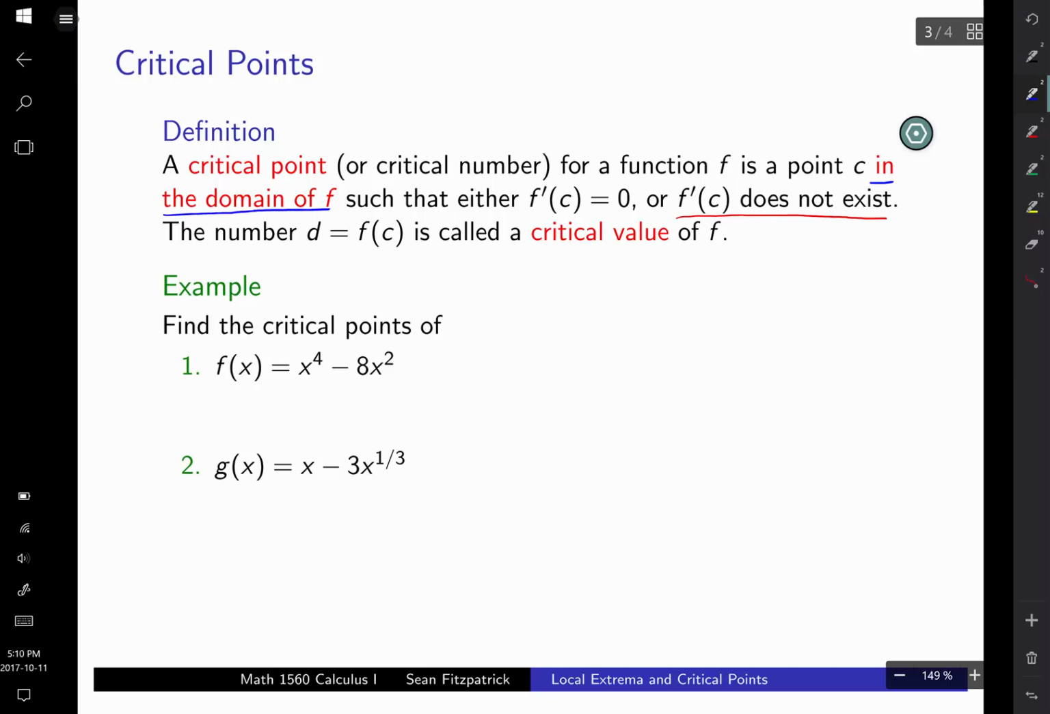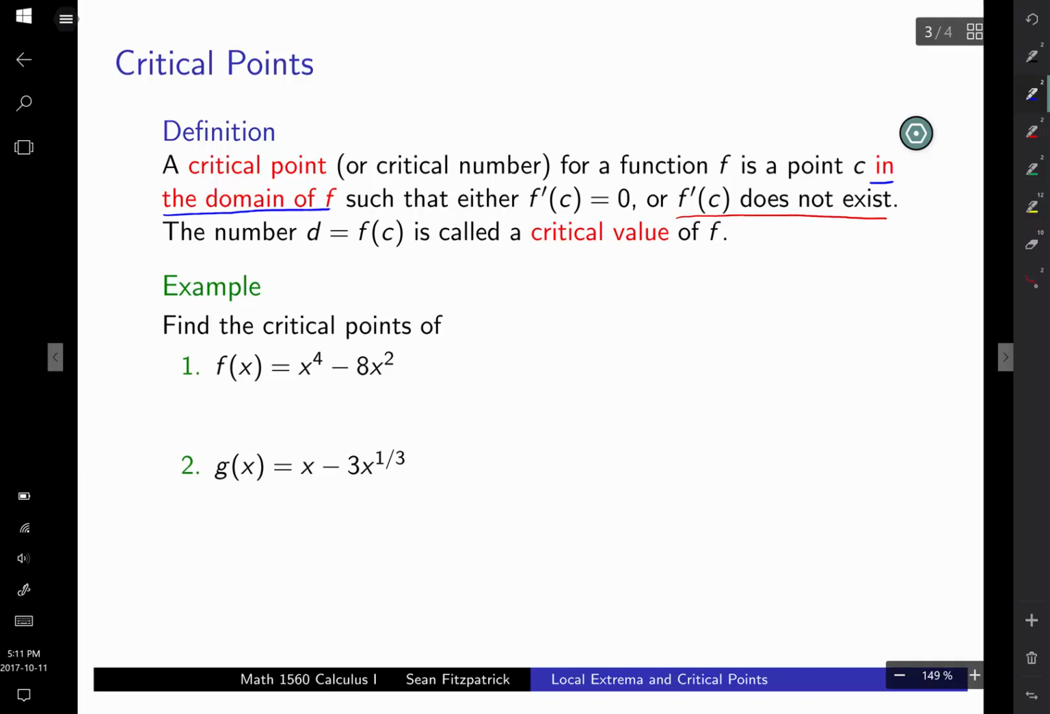So if we're looking at something like y equals 1 over x, it's true that when we take the derivative, it's not defined at 0, but the function itself wasn't defined at 0 either. So we're not interested in points like that. We're not interested in points that correspond to vertical asymptotes. We're interested in points that are in the domain where the derivative is undefined. So here are a couple of examples.